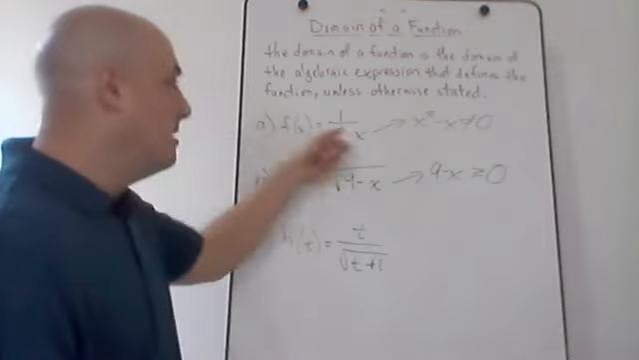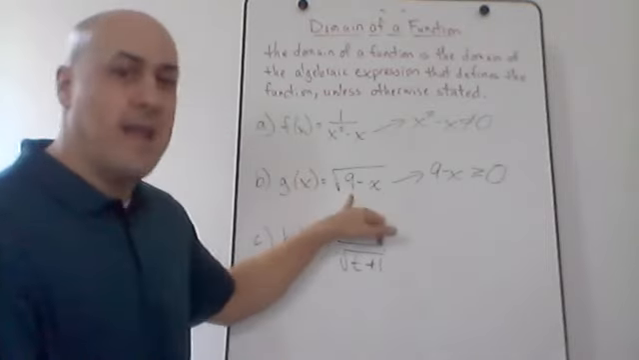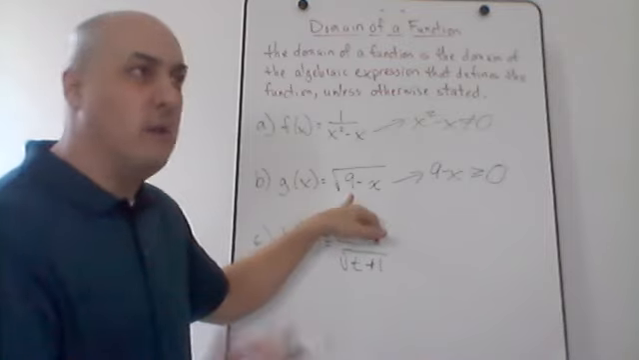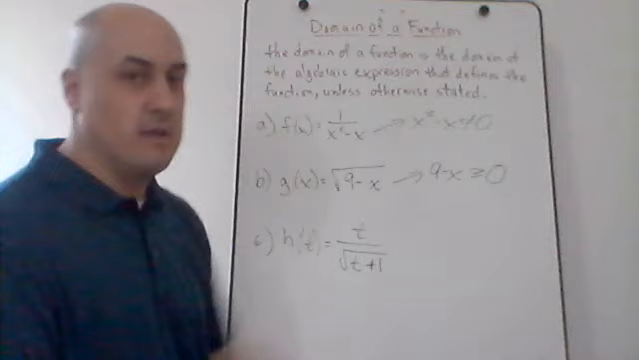Right, so if you get confused with that, just pause for a moment and think about it. Well, what numbers can I have in the square root? I can have 0. I can have positive numbers. I can't have negative numbers. That means I use the greater than or equal to.